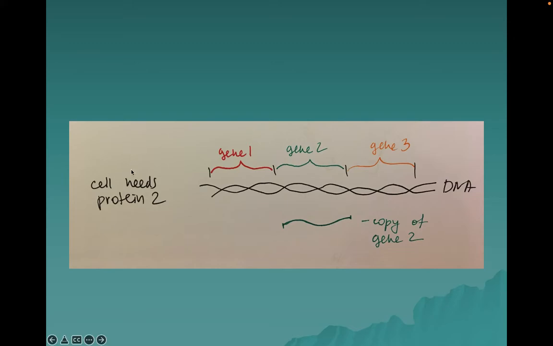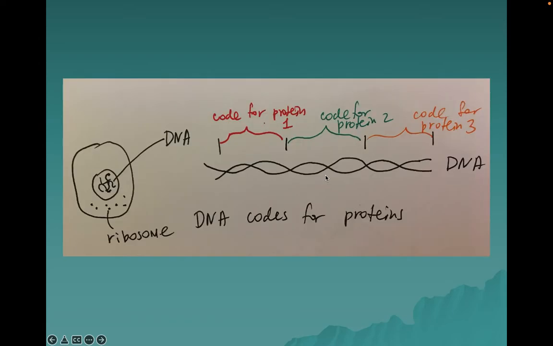And let's imagine that your cell at a certain point needs protein number 2. Well, what I cannot do is drag the whole DNA molecule out of the nucleus and run it through a ribosome so the ribosome can read that instruction and assemble the protein, and then drag that DNA back into the nucleus once I'm done. So this would not be a very efficient or useful way of doing it.